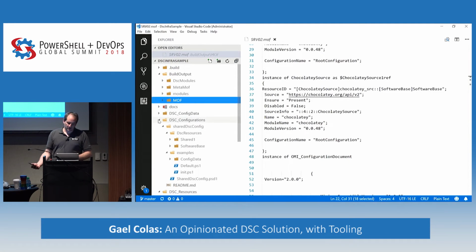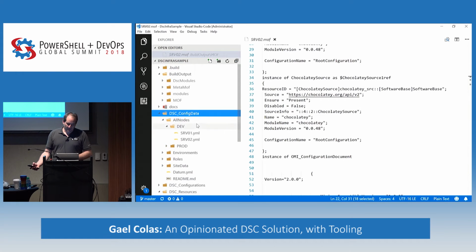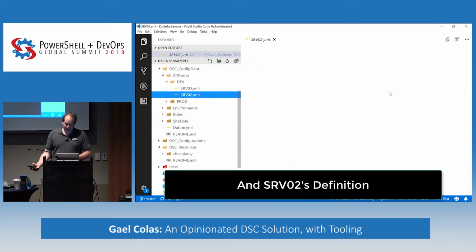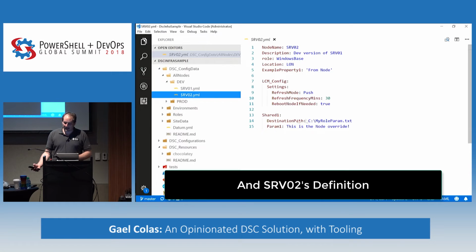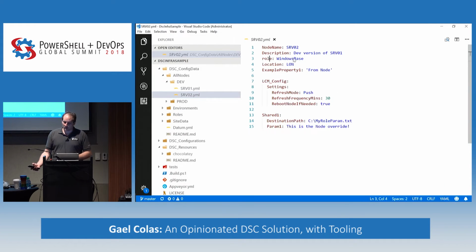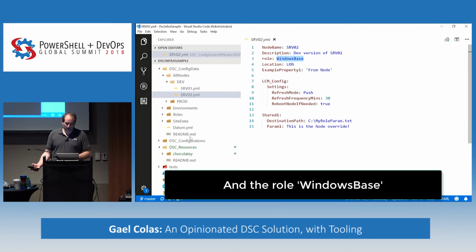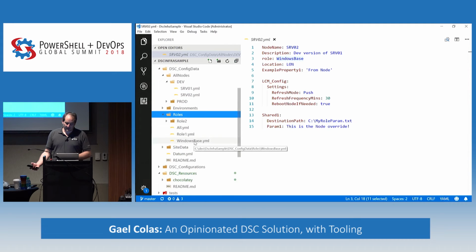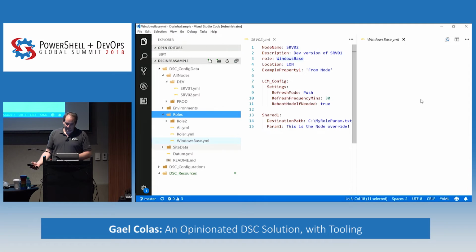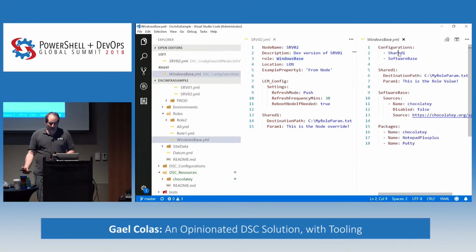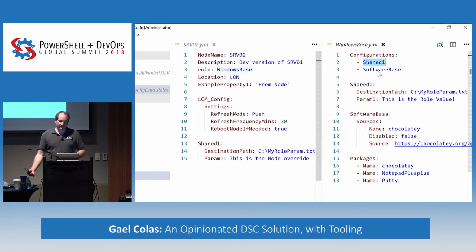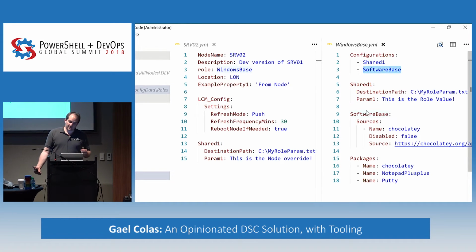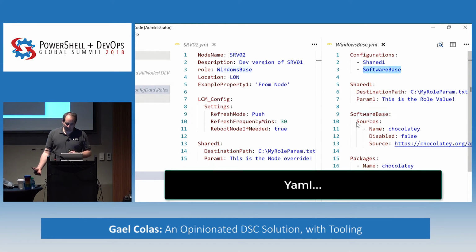So let's look at the configuration data. For that server, it doesn't define any of those. It actually defines a role, which is Windows base. So we're going to open the role and see what is defined in there. So Windows base, open on the side. There you go. You see there are different configurations here, which actually reference the DSC composite resources we imported.